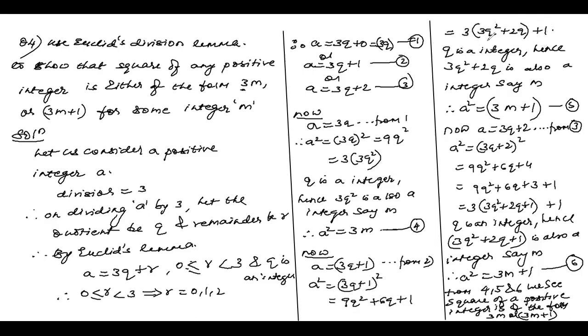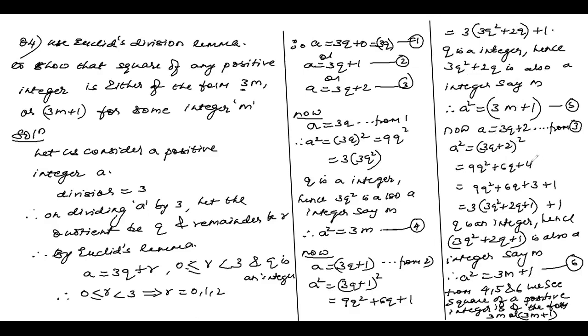Now q is an integer, hence this whole thing, 3q square plus 2q, is also an integer, say m. Therefore, a square equals 3m plus 1. Now a is equal to 3q plus 2, squaring both sides. So a square equals 9q square plus 6q plus 4.